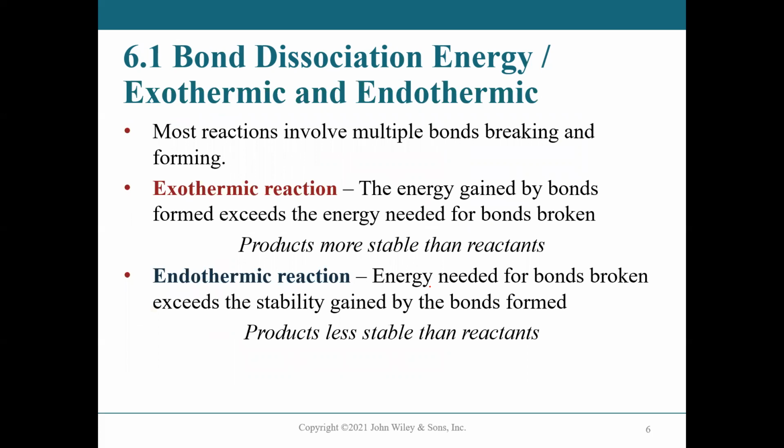So exothermic reactions are the energy gained by bonds formed. So the energy gained by bonds formed exceeds the energy needed for bonds broken. And usually, you'll have a net sum of a negative. And endothermic, the energy needed for bonds broken exceeds the stability gained by the bonds formed. So products are less stable than the reactants.